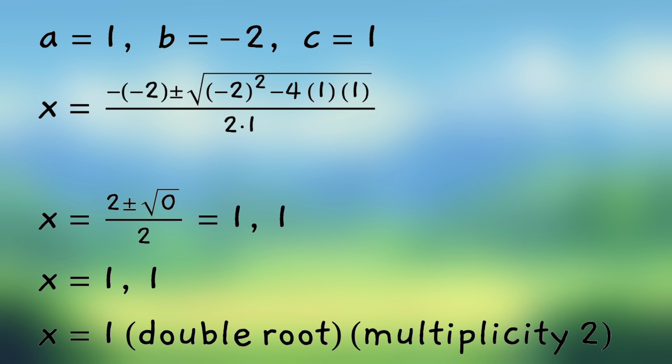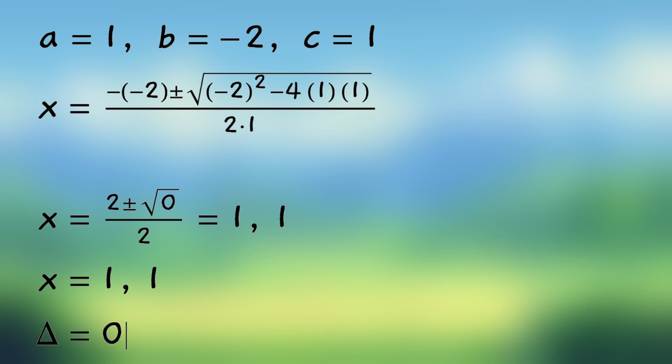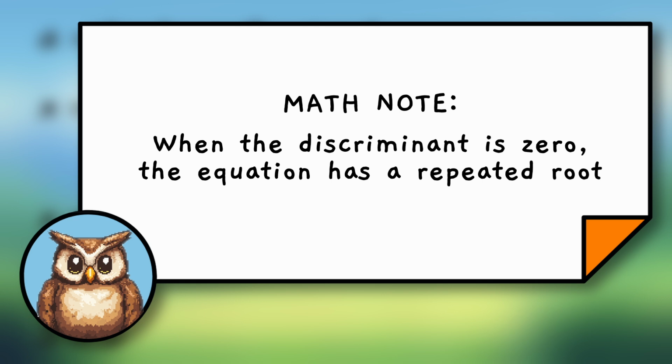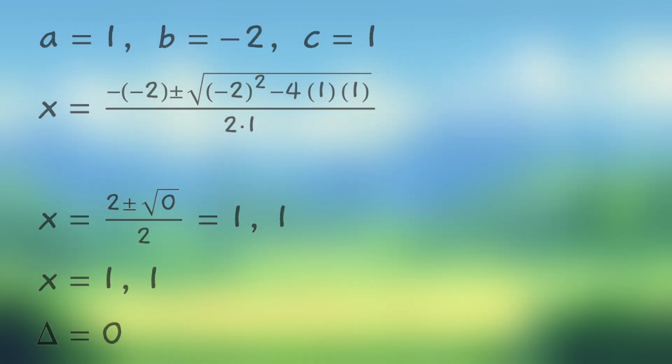For this example, the number under the radical is 0, so the discriminant is 0. The takeaway from this example is that the discriminant is not positive, it's not negative, it's 0. And when the discriminant is 0, you get a repeated root, 1 and 1 in this case. Let's see a third example. Let's look at the equation 2x squared plus 6x plus 5 equals 0. Here a is 2, b is 6, and c is 5.